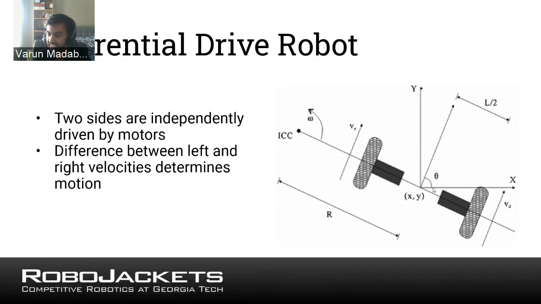And you can see that at any point in time, the robot is actually going to be traveling in an arc based on the difference between the left side and the right side. And here we see that the ICC is the instantaneous center of curvature. And that's actually the center of the arc that the robot is traveling along. So as you change the speeds of the wheels, you change the distance between the ICC and the center of the robot, which we're calling R.